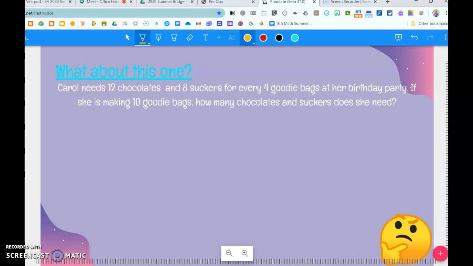Carol needs 12 chocolates and 8 suckers for every 4 goodie bags. So we have chocolate as 12. We have, I'm going to put lollipops because it's easier to spell. And she has 8. And then that makes 4 bags. If she's making 10 goodie bags, how many chocolates and suckers does she need? Okay.